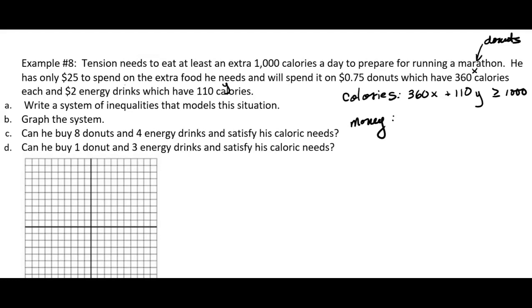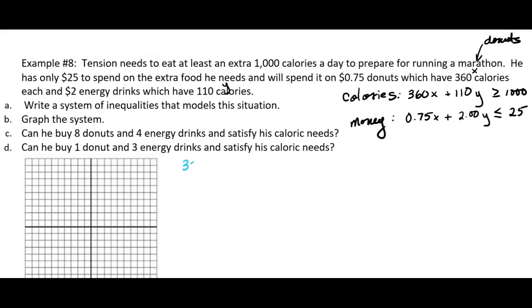Okay, money. Now let's talk money. It costs 75 cents for each donut, and it costs $2 for every energy drink, and he only has $25 to spend, so it's got to be less than or equal to $25. Okay, so some crazy things going on here. Let's see what we can do to make these equations work a little better for us.